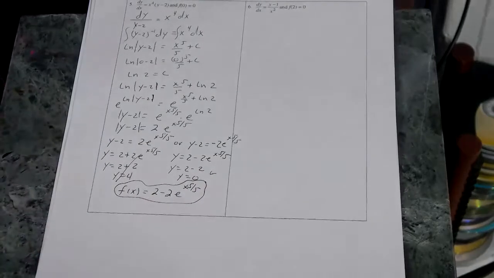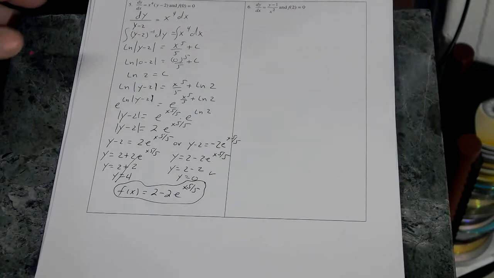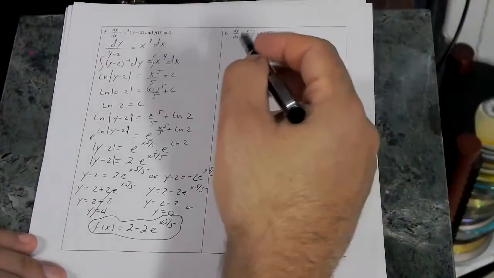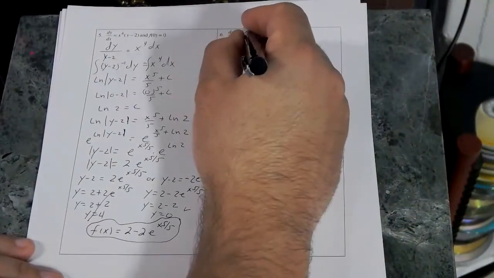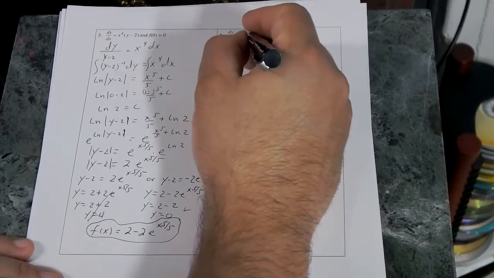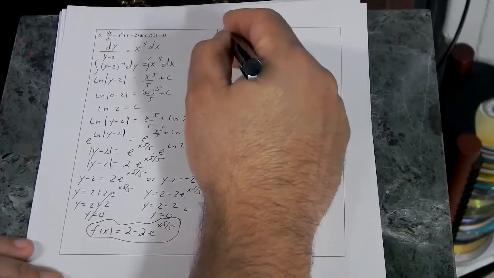All right. Now let's do number 6 together. In number 6, again, I'm doing the same thing. I'm going to cross multiply here. I'm going to get dy over y minus 1, because I can cross multiply and then do it. So you get x squared dx.